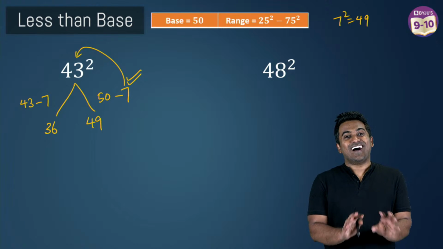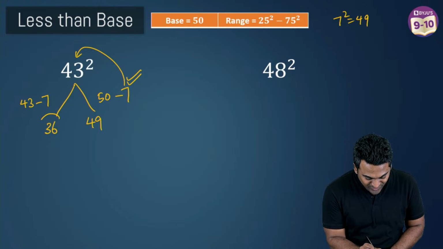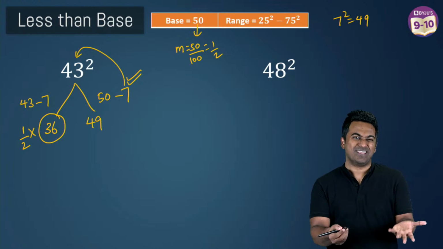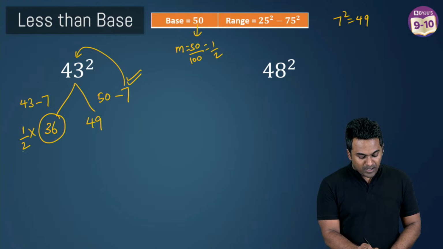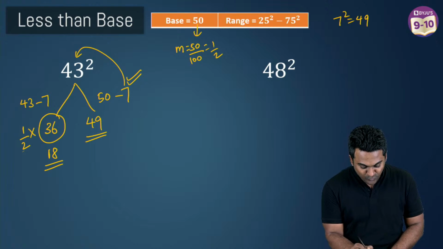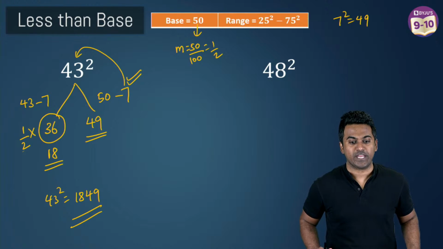But then the last modification I need to do is what? Very good. You have the correct answer there. 36 will need to be multiplied with the multiplier for the base. Multiplier is going to be how much? Base divided by 100, which is half. I repeat that again. So now half, when you multiply it with 36, that's going to give you 18. And there you go. You figured out the answer. So 43 square is going to be 1849.